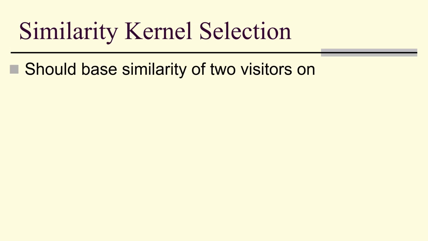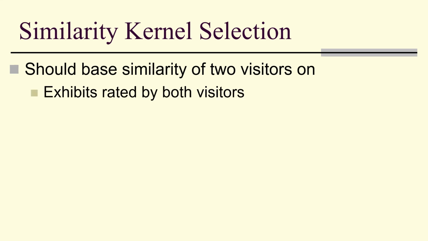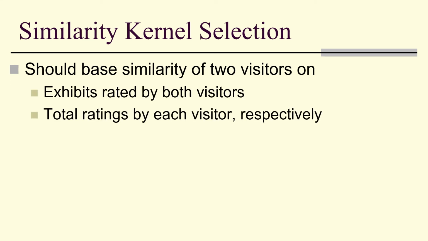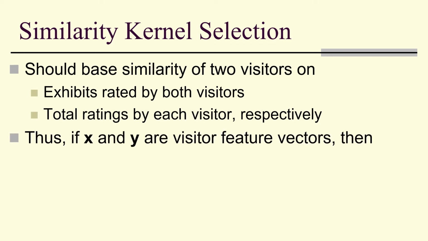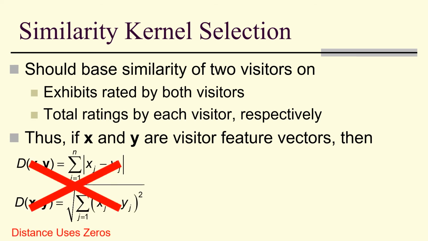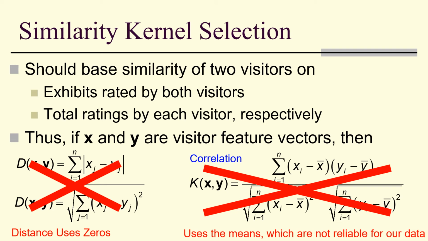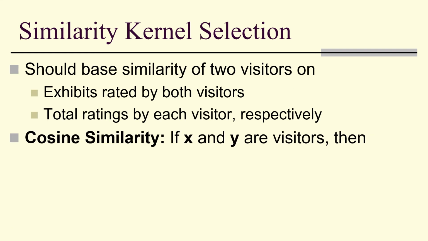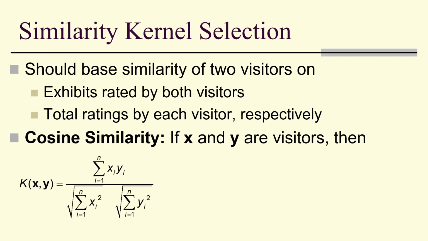Okay? So for our similarity kernel, we want similarity to be based on exhibits rated by both, and total ratings by each respectively. So if X and Y are visitor feature vectors, then we don't want to use distances, they use zeros. We don't want to use correlation, the means use zeros. But if the ith exhibit has one or both not rating it, then their product is 0. In other words, we want to use cosine similarity.